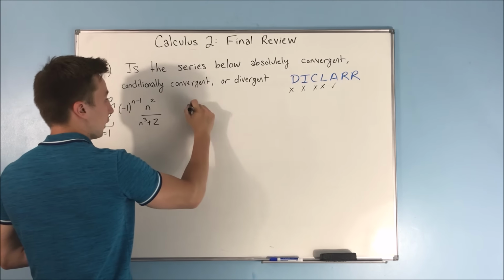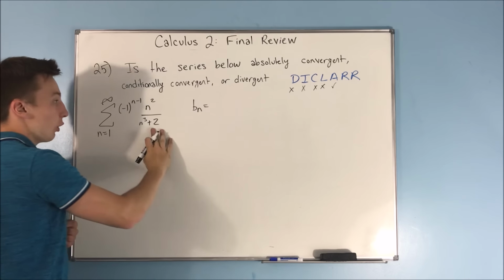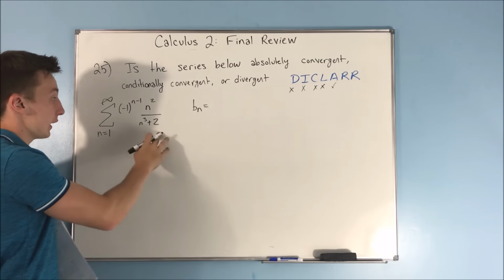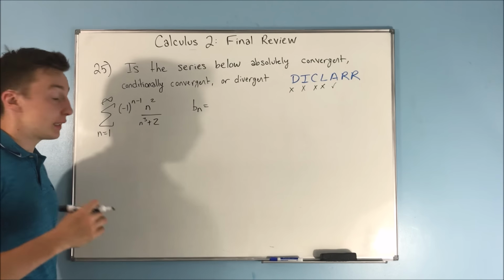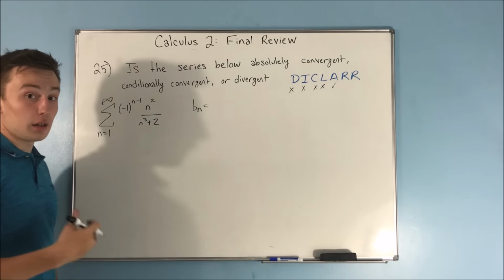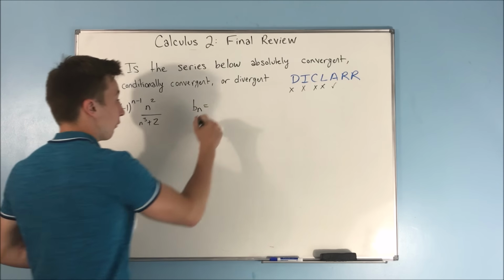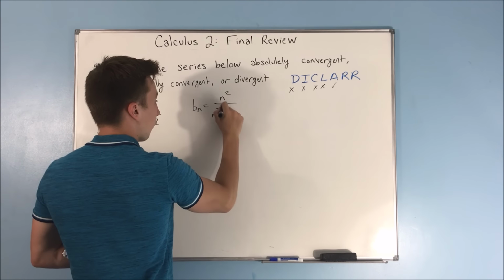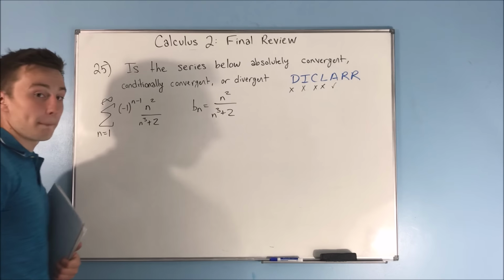So what the alternating series test tells us, okay, first we need to figure out what our b sub n is going to be. Okay, this is our a sub n. We need to find our b sub n. And our b sub n is just going to be the a sub n, but taking out whatever makes the a sub n alternate, which is that negative 1 to the n minus 1. So our b sub n is just going to be n squared over n cubed plus 2.